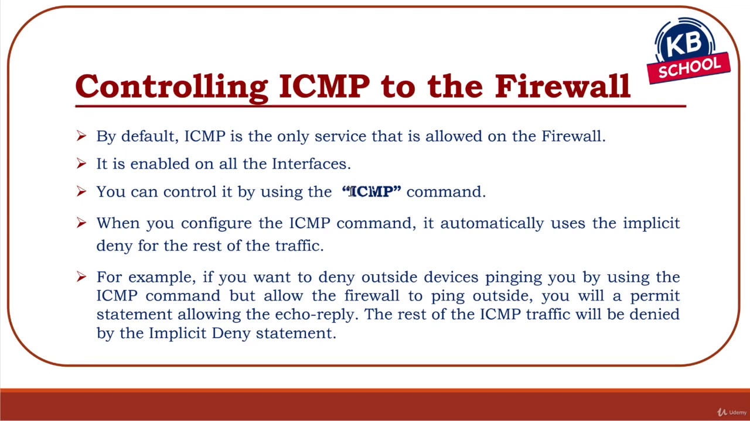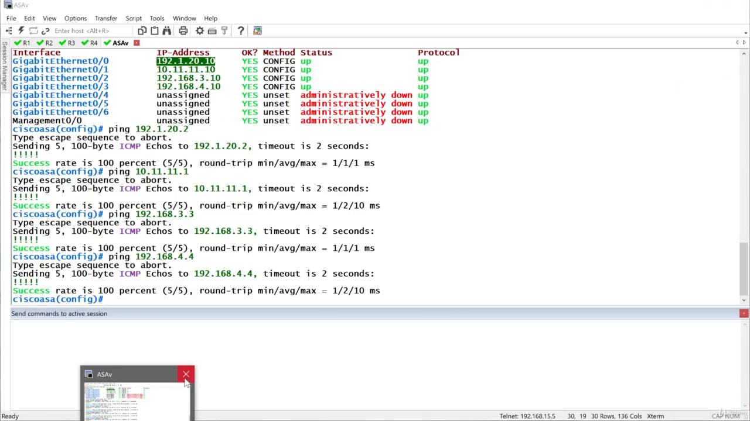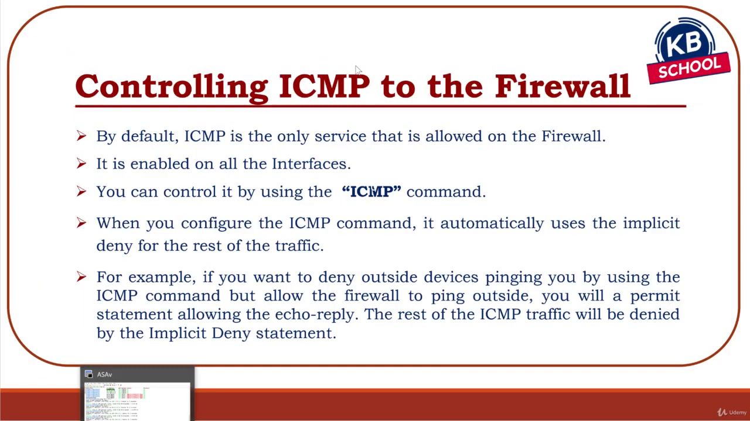And if I want to control it, I use the ICMP command. Not permit ICMP inside an ACL, it's a command that starts with ICMP. Now, by default, everything is allowed. But let's say I put one ICMP command in. Everything else is implicitly denied. For example, right now you saw that I allowed all ICMP packets, correct? I could ping from the firewall to the routers, and the routers could ping the firewall.